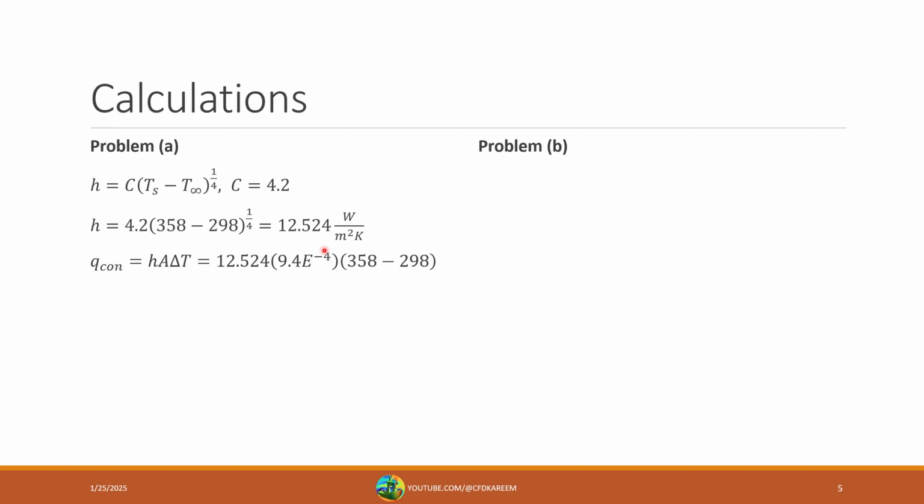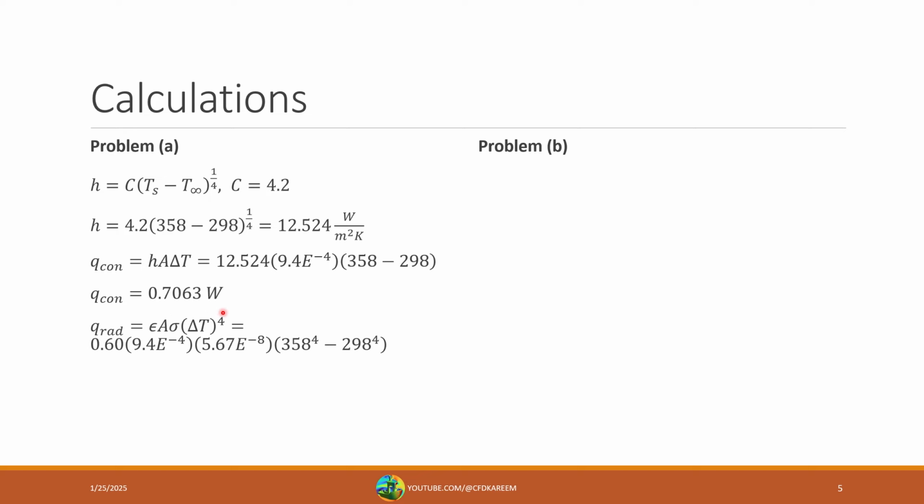We can then use that heat transfer coefficient and Newton's law of cooling, which is defined as h A delta T, to calculate the heat loss due to convection. So we'll plug in 12.524 for the heat transfer coefficient, our calculated area, as well as our temperature difference, and that will give us a rough heat loss due to convection of about 0.7063 watts.